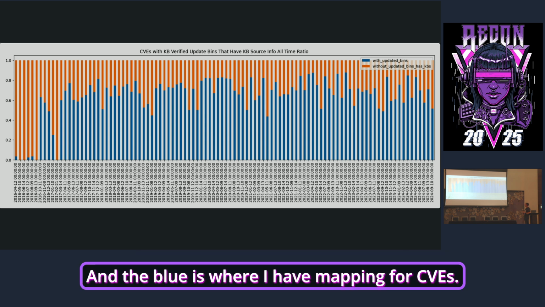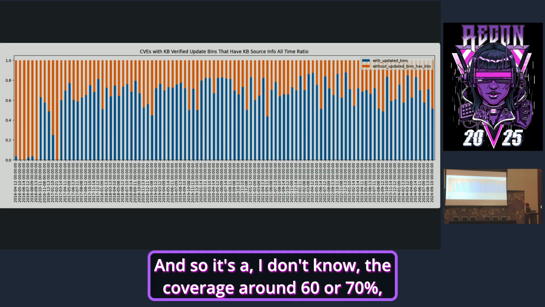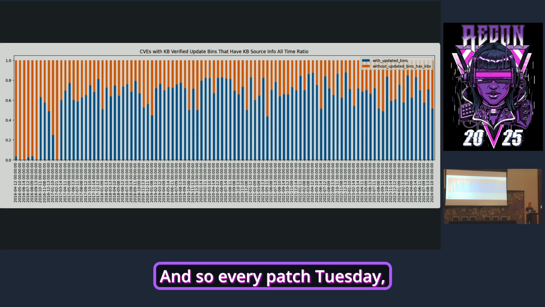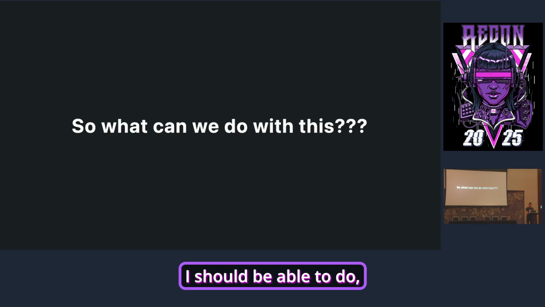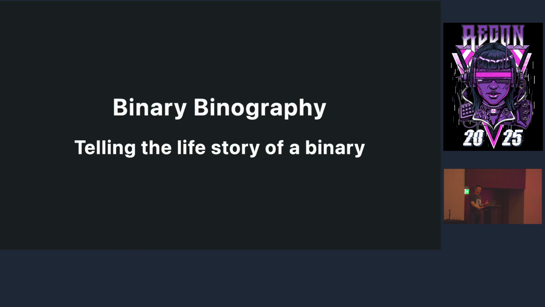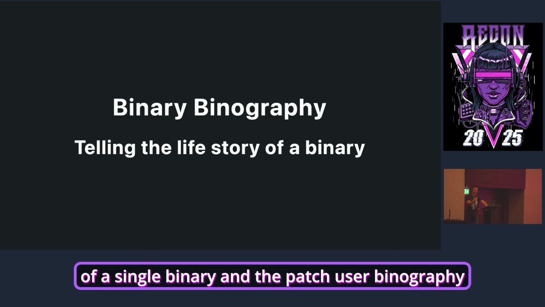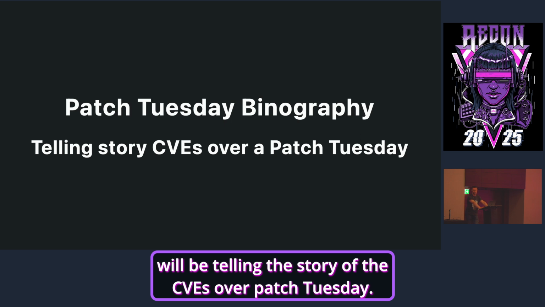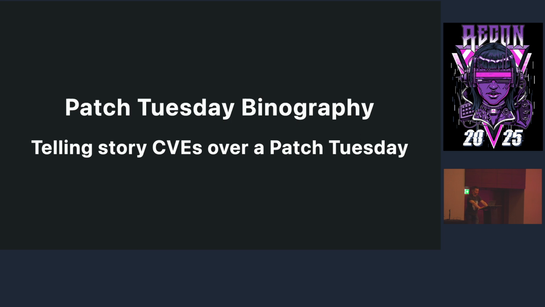And the blue is where I have mapping for CVEs. And so it hovers around 60 or 70%. Sometimes it's more, sometimes it's less. But I've got coverage here, and so every Patch Tuesday, I should be able to build you this binary binography of all the changes. So again, a binary binography is telling the story of a single binary, and the Patch Tuesday binography will be telling the story of the CVEs over Patch Tuesday.